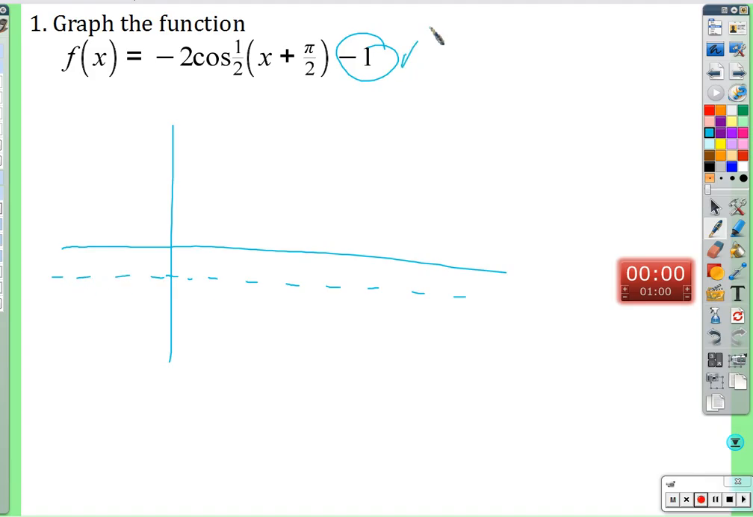Give us an amplitude. Up two, and down two. This will be at one, and this will be at negative three. Next, the period. P equals 2 pi over B, which is 1/2, so 4 pi is the period. 1, 2, 3, 4 pi.